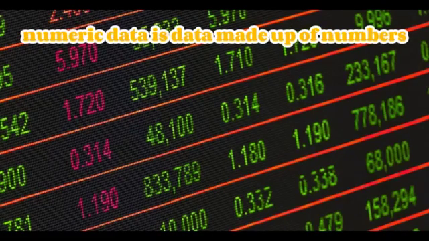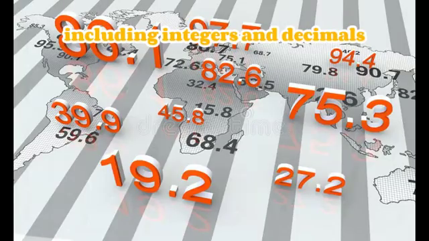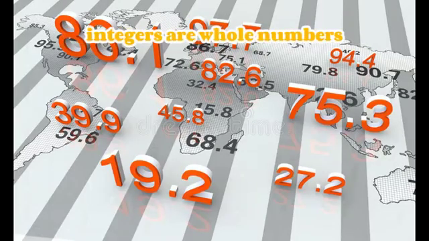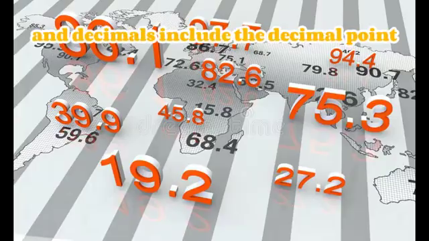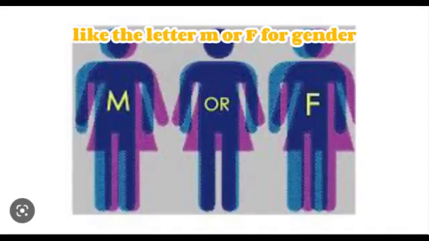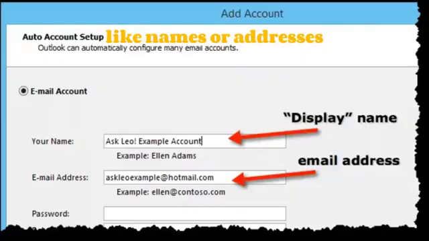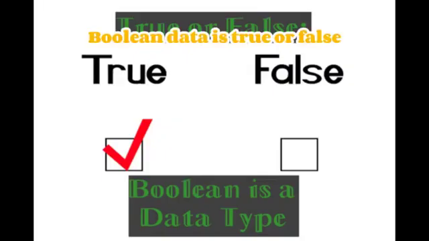Numeric data is data made up of numbers. Numbers can be in many forms, including integers and decimals. Integers are whole numbers, and decimals include the decimal point. Character data is data with a single character, like the letter M or F for gender. String data is made up of two or more characters like names or addresses. Boolean data is true or false.